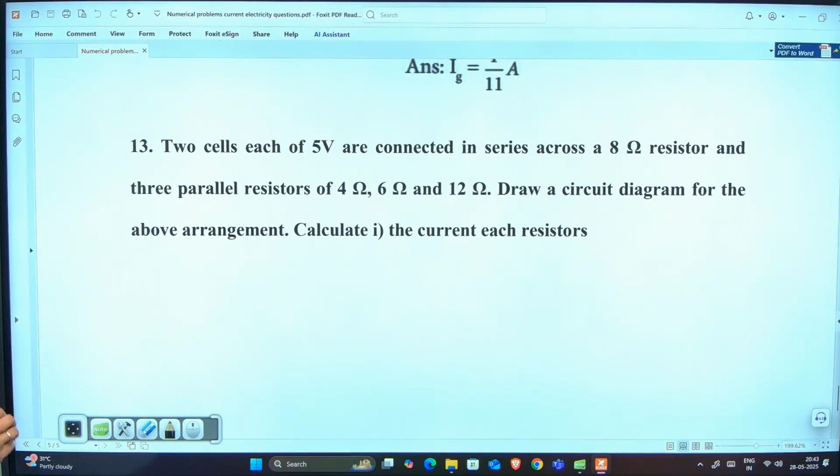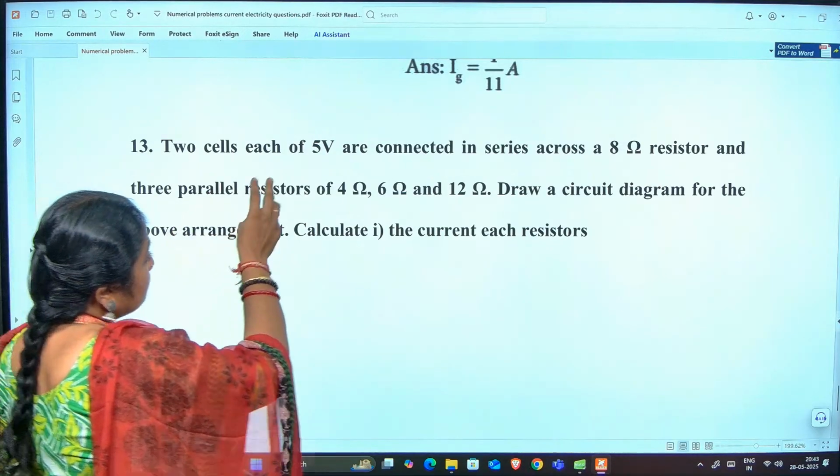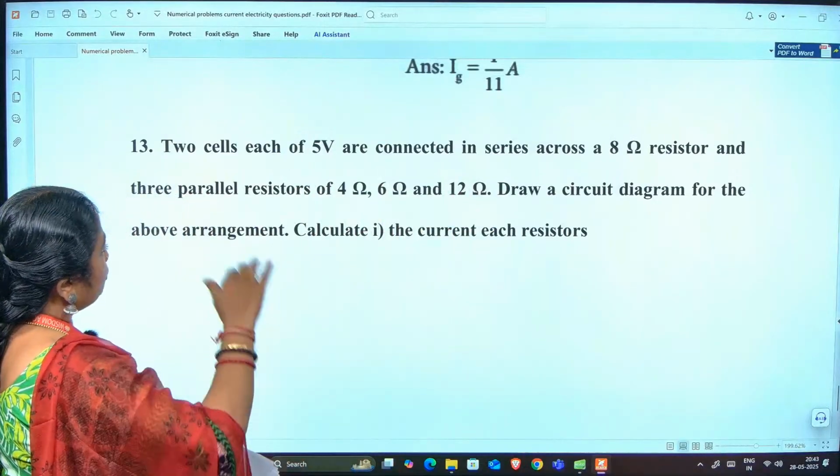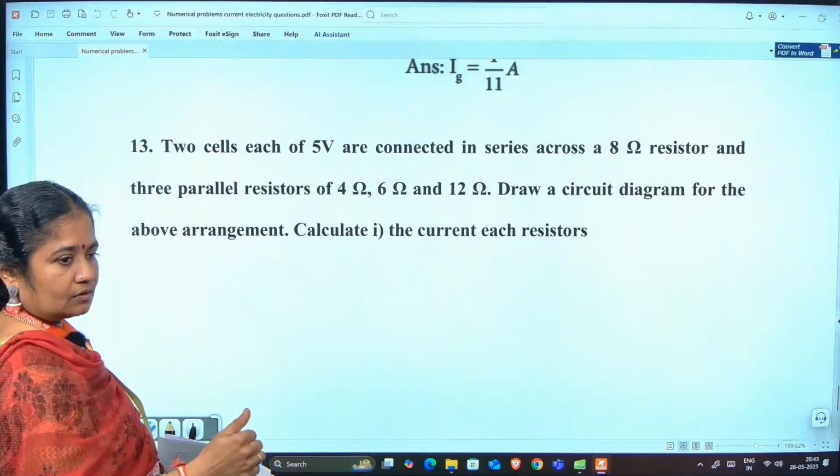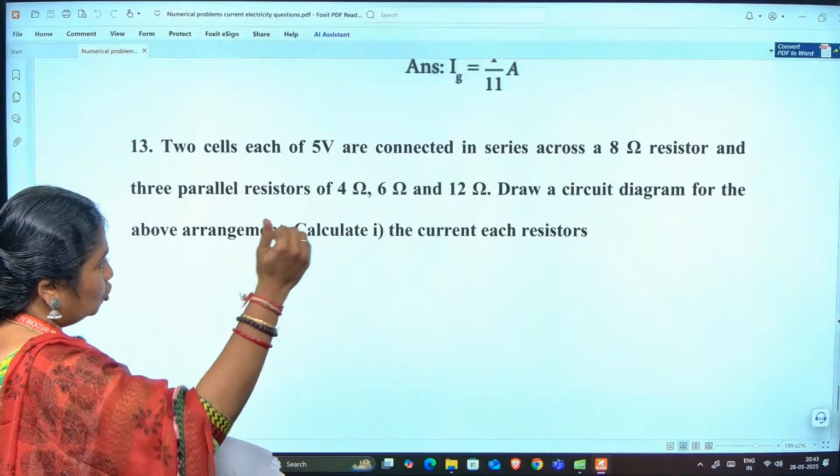There are two cells, each having 5 volt. It's connected in series across an 8 ohm resistor. Okay, it is in series to an 8 ohm resistor and 3 parallel resistors 4, 6 and 12. Draw the circuit diagram. You have to draw 2 cells each having 5 volt. That should be in series with an 8 ohm resistor. The whole thing, the 2 cells along with that 8 ohm resistor, should be parallel to 3 resistors in parallel, 4, 6 and 12.